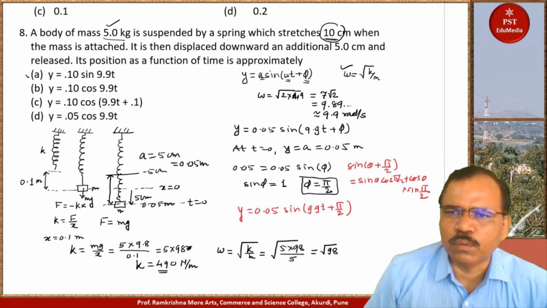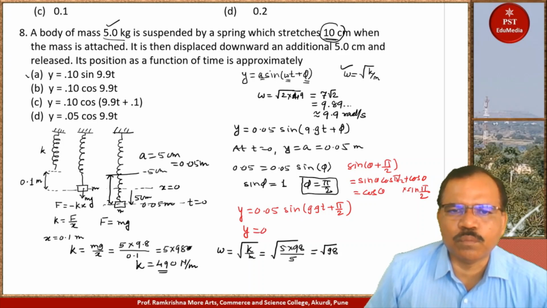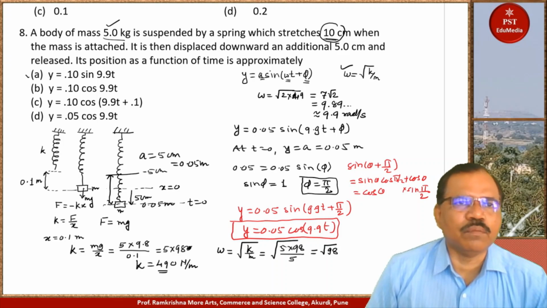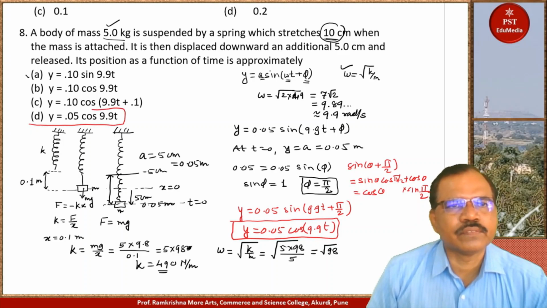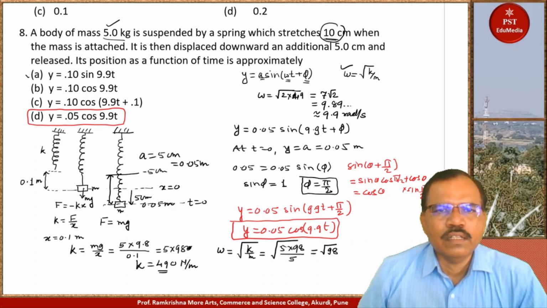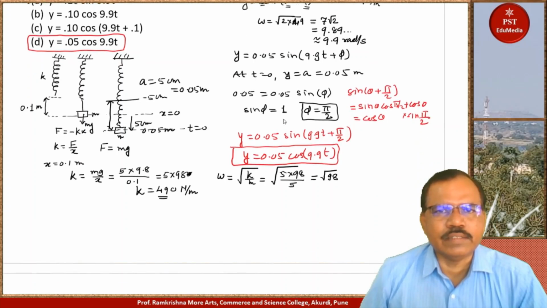Cos pi by 2 is 0. Sine pi by 2 is 1. So we get here cos theta. So what happens here? We get y is equal to 0.05 cos 9.9 t. So this is the equation of simple harmonic motion. So out of this, the last one is correct. Now we'll go to the next one.